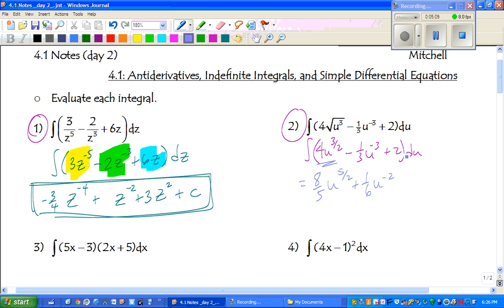And the last one, when we have a constant, the antiderivative of the constant is just going to be that constant times our variable, right? Remember, you're thinking about this: what has a derivative of just 2? So 2u would have a derivative of just 2. And again, don't forget our plus c.